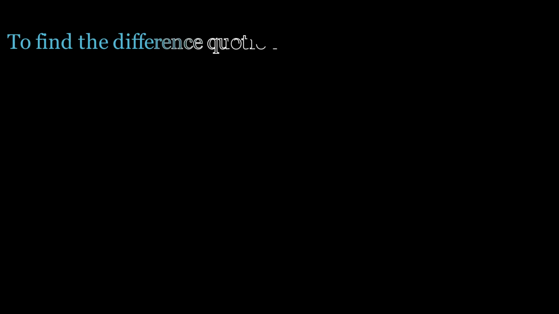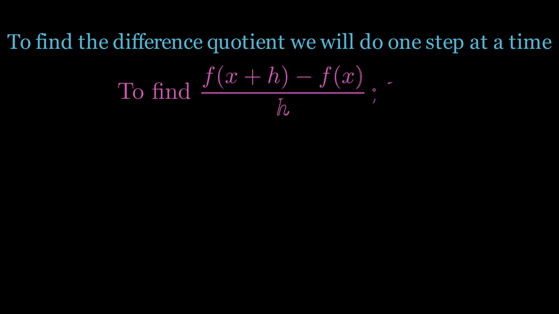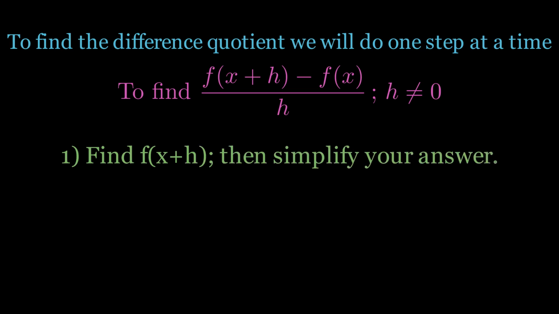To find the difference we will do one step at a time. To find f of x plus h minus f of x divided by h, again keep in mind h never equal to 0. First step we will find f of x plus h using substitution, then we must write our answer in simplest form to be easier to work with later on.